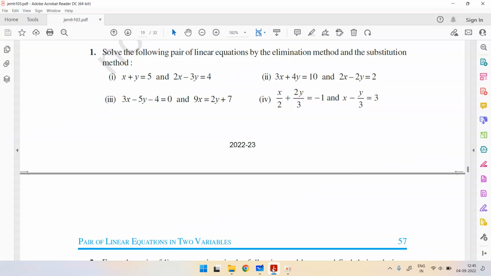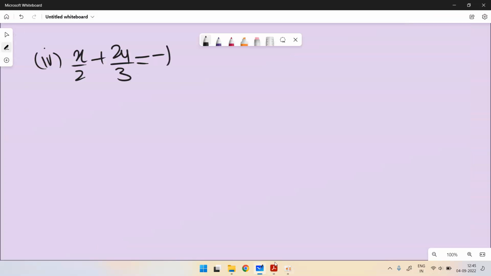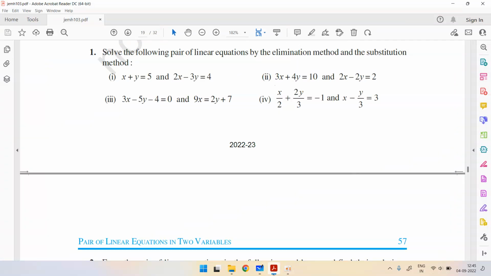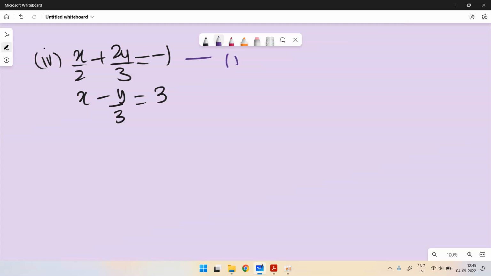Now the fourth part, x by 2 plus 2y by 3 equals minus 1, and x minus y by 3 equal to 3. So this is my first, this is my second question. There are two methods to do this question. First, I will take the LCM and make it a proper equation without denominator.